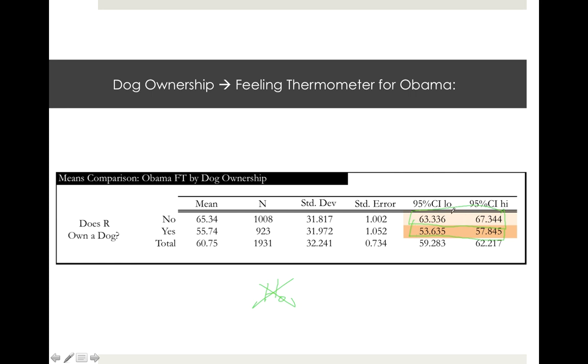But if I move out 2 standard errors from either one of these values, the intervals that result do not overlap. The upper boundary of this one, which we put at 57.84, is substantially less, and it doesn't even have to be substantially less, it can be any amount less, than the lower boundary of 65.3. So I can say that these 2 values are distinct from one another, or at least I'm 95% sure that they're distinct, and that means that I can reject the null hypothesis with 95% confidence, and that, of course, is our goal.